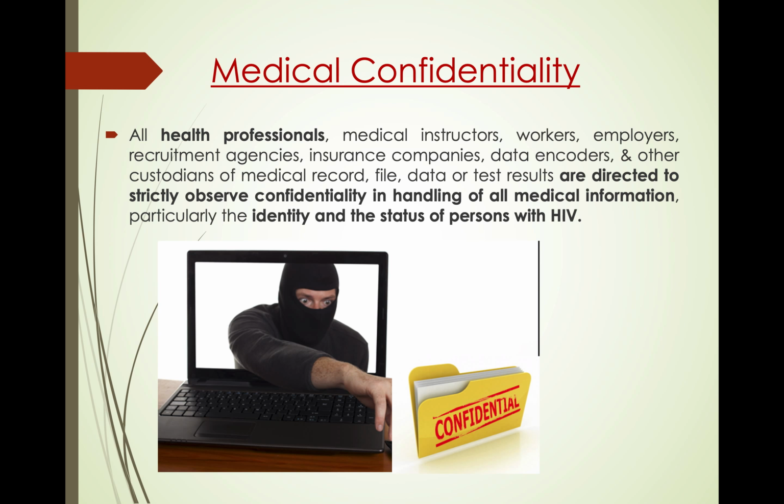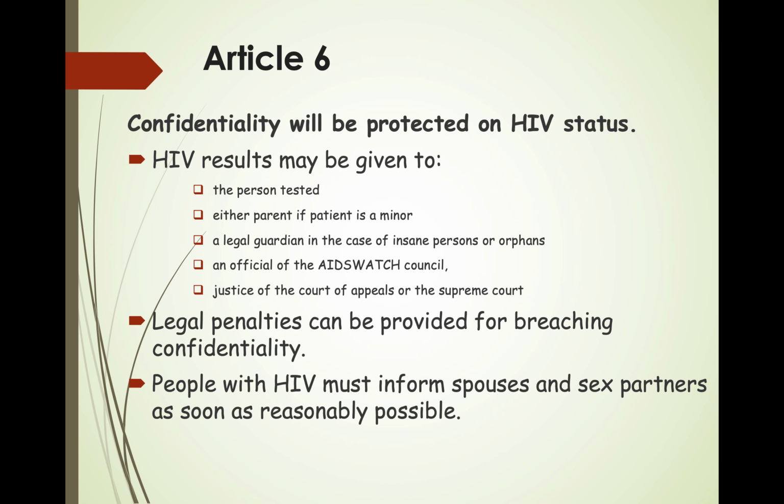Not just because of this law, but it's also included in the Medical Technology Code of Ethics. For Article 6, confidentiality is also protected on HIV status. An HIV result may be given first to the person tested, either parent if the patient is a minor, or a legal guardian in case of insane persons or orphans, and also an official of the AIDS Watch Council and the Justice of the Court of Appeals or the Supreme Court.